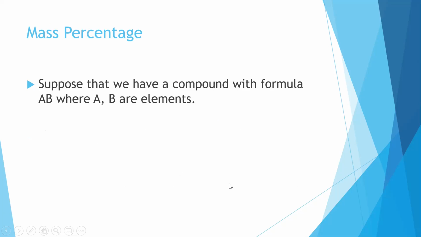So let's begin by supposing we have a compound with formula AB, where A and B are elements. They could be any elements. One such example is NaCl, where A is Na and B equals Cl. This NaCl is table salt. So that's a compound. We could also have compounds like H2O, where A is H2 and B is O.